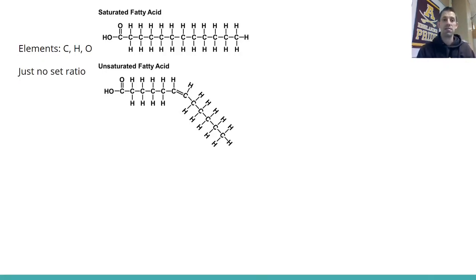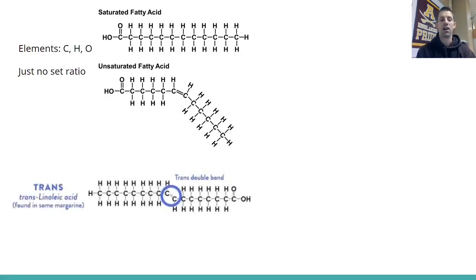A third type, just to mention as well here, if you take a look at the elements that make up these fats, they're only carbon, hydrogen, and oxygen, just like carbohydrates. The difference here, though, is that there's not a set ratio of 1 to 2 to 1. There's way more carbon and hydrogen than there is oxygen. A third type of fat are trans fats. Now, trans fats do not exist in nature. These are created by humans when we take saturated fats and then we heat them up at really high temperatures. It then creates these trans fats.